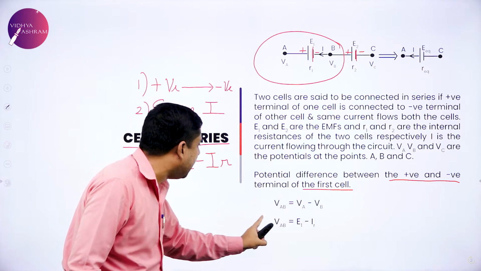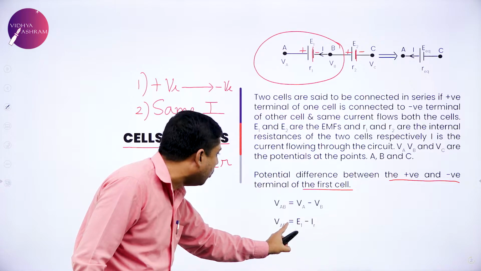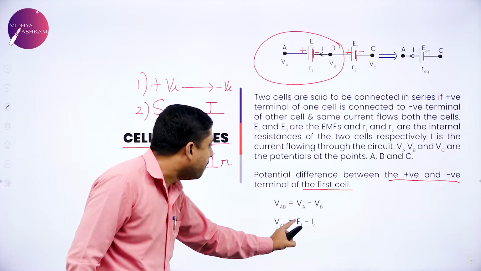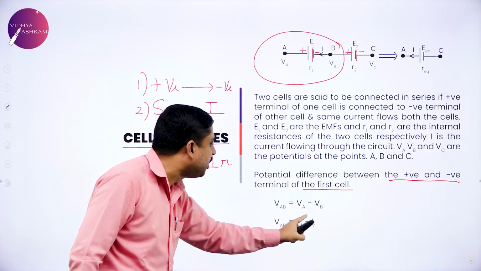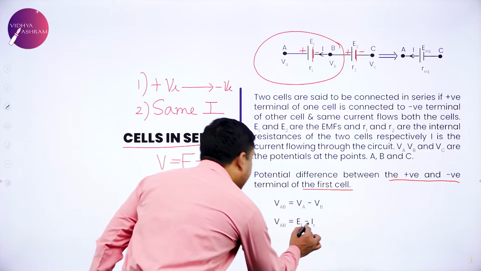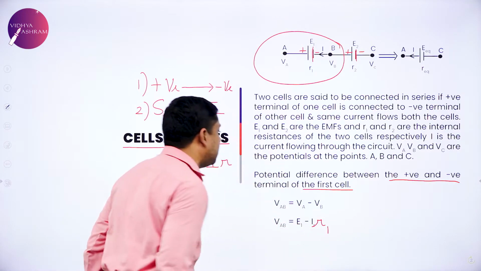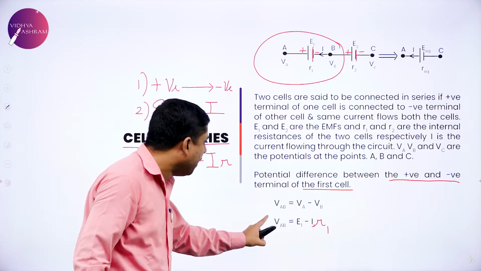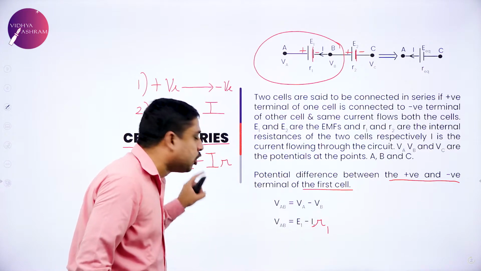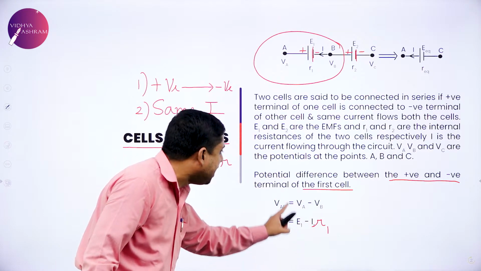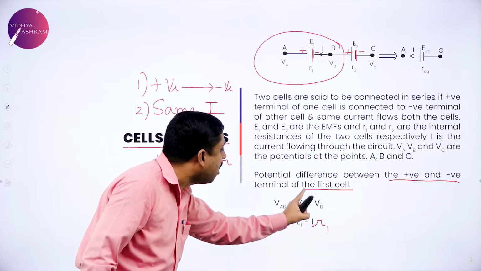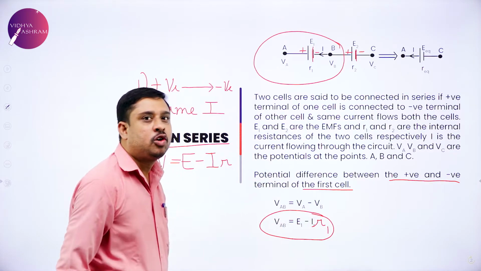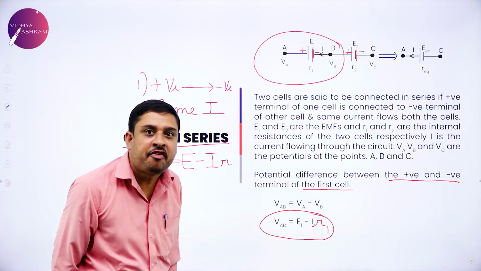So substituting here, VAB equals the EMF of the first cell E1 minus the current flowing through the first cell I, and the internal resistance of the first cell is r1. So VAB according to this expression is E1 minus I r1, and this is the potential across the terminals of the first cell.